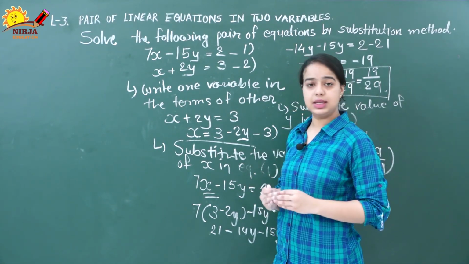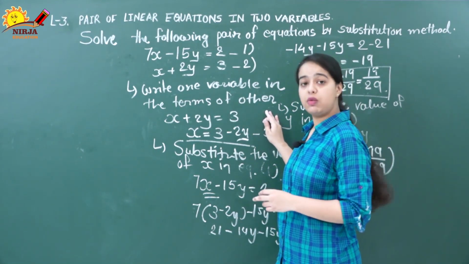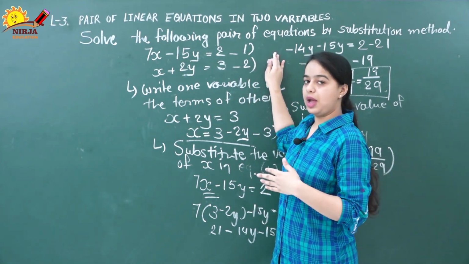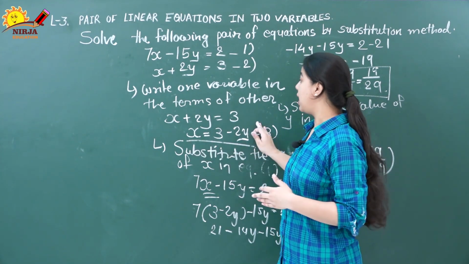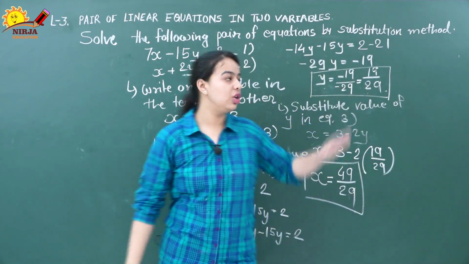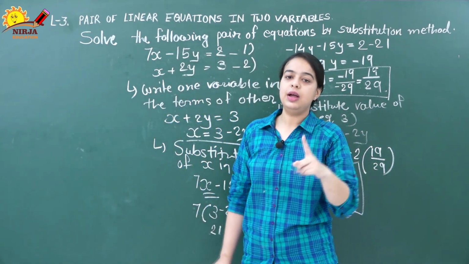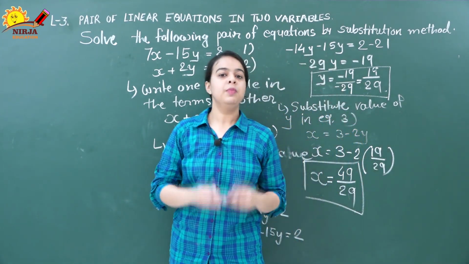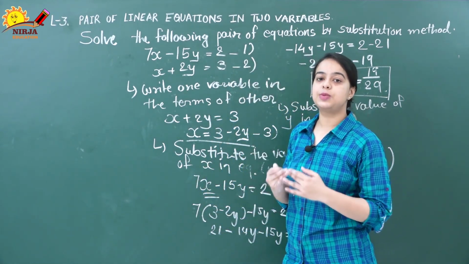First, we have written one variable in terms of the other. As per convenience, you can write it for x or y. Then the value you get for x or y, you need to put in any one equation so that you can get the value of the other variable. If we have the value of one variable, using this equation we can find the value of the other variable, and that is how we can solve any linear equation by substitution method.